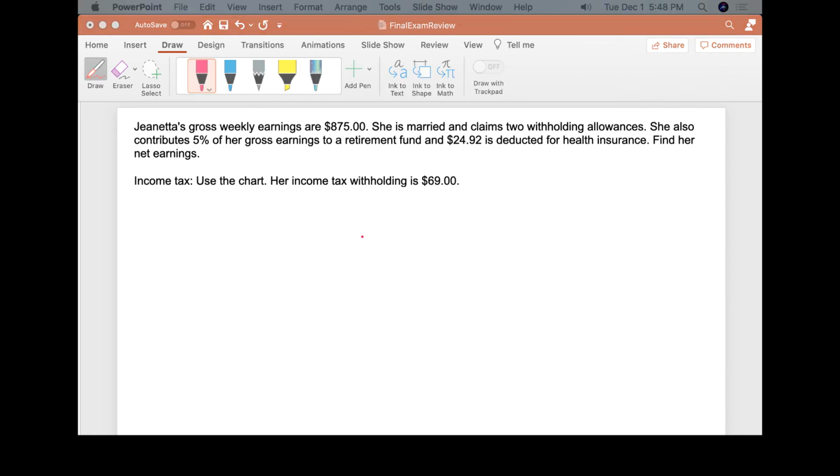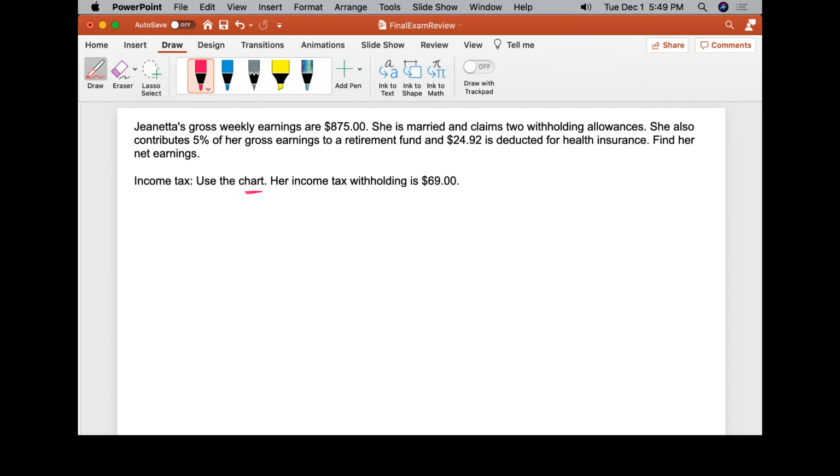All right, so first what we have to do is figure out the income tax, which on the final exam, they might give you the chart or they might actually just let you know. So in this one, we're just going to let you know. Let's just say it's $69. Then we have to figure out the stuff that always comes out. So Social Security and Medicare. So Social Security is always going to be, or in most cases, is going to be 0.062, so 6.2%. So we're going to take 875 and we're going to multiply by 0.062.